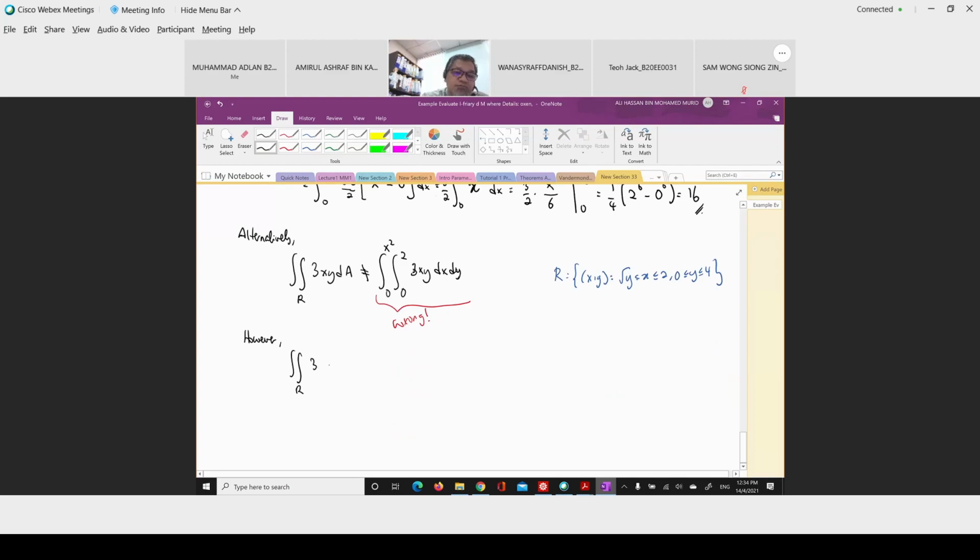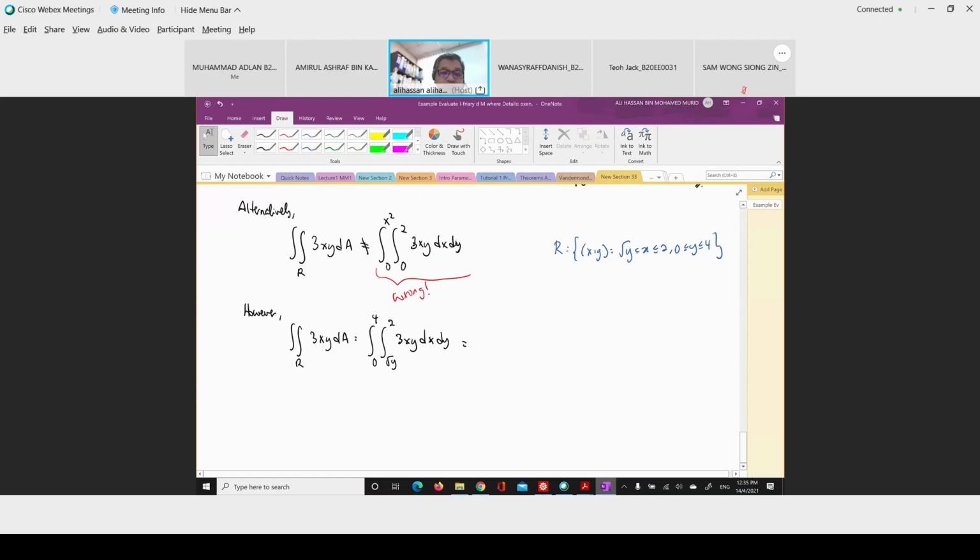So let's try evaluating this double integral using the order dx dy. The inner integral is with respect to x, where x has limits square root y and 2, and y has limits 0 to 4. Okay, let's try this.